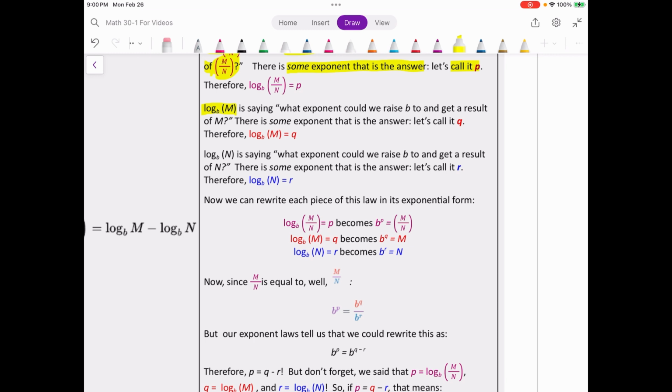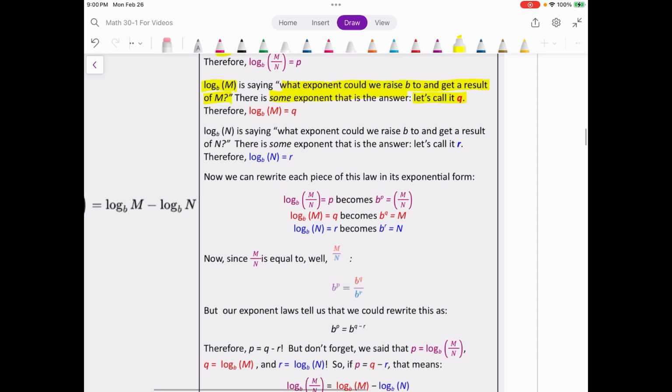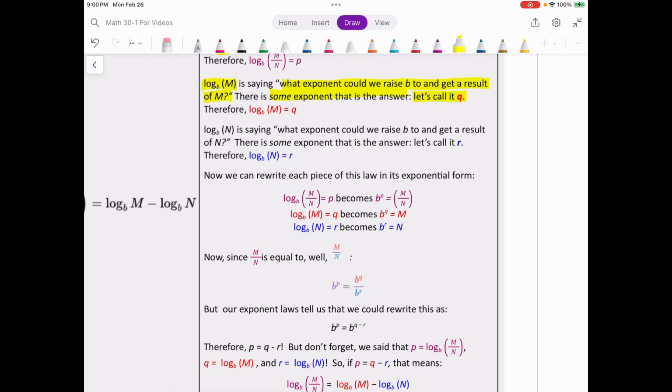Log base b of m is saying the same thing, except what could we raise b to and get a result of m? There's some exponent that's the answer. For the sake of being able to write some equations and think about relationships, we'll call it q. So log base b of m is just q, whatever q is. b to the power of q equals m.